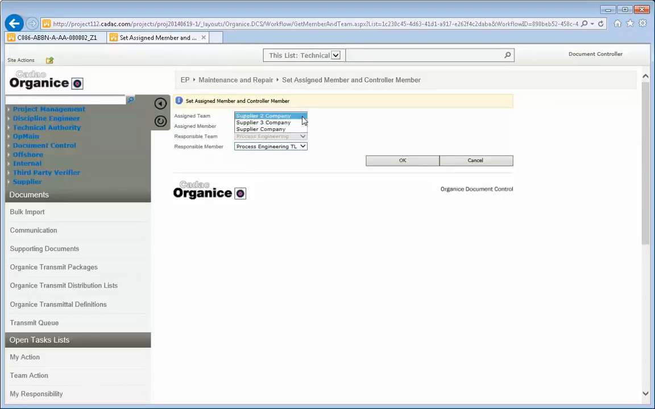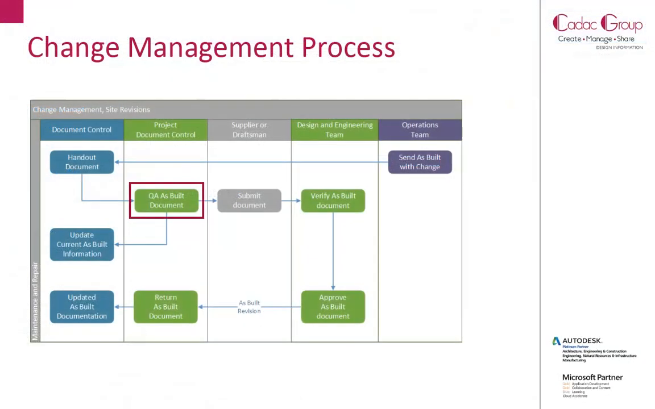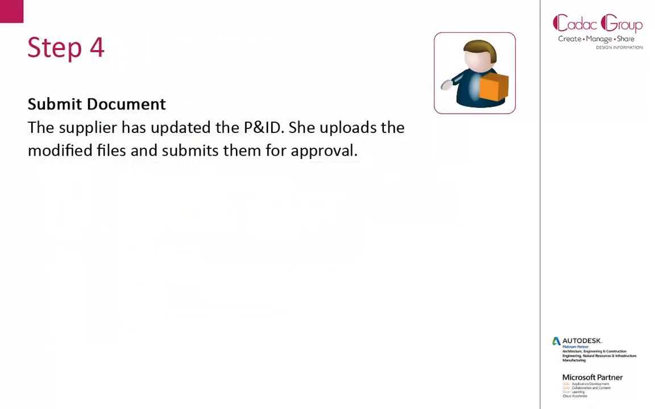A wizard opens allowing him to select a supplier and the responsible engineer, which will be updating and checking the P&ID. When the document is acknowledged, the supplier receives a task to update the document and submit a new revision. Step 4. Submit document. The supplier has updated the P&ID, uploads the modified files and submits them for approval.